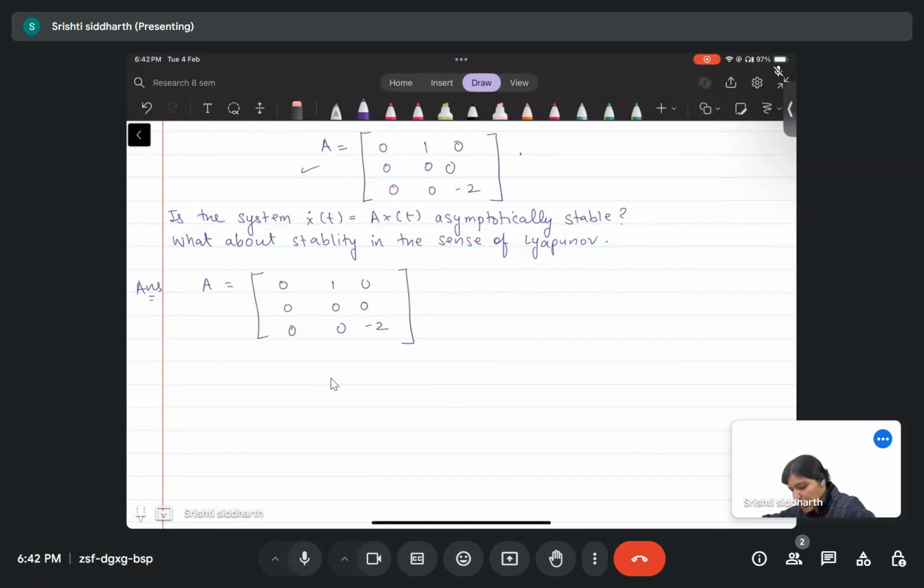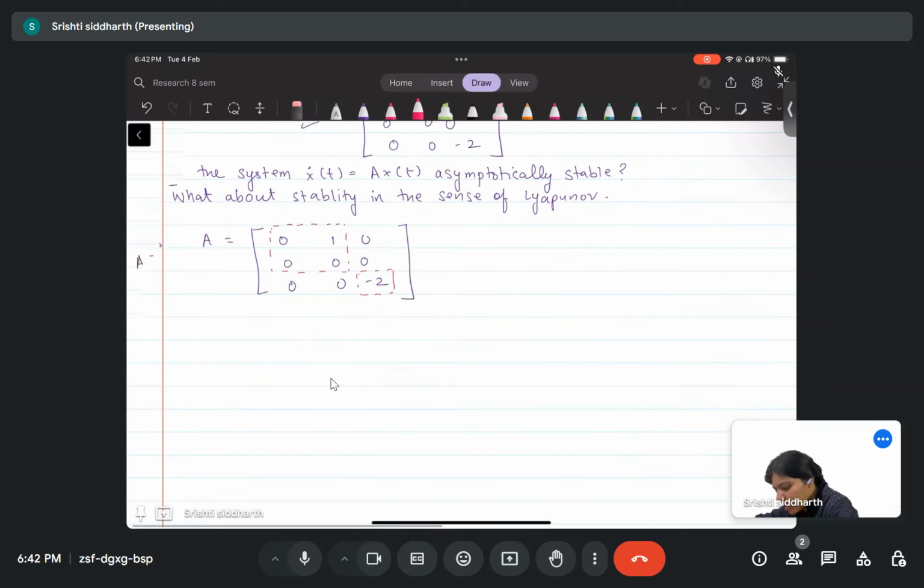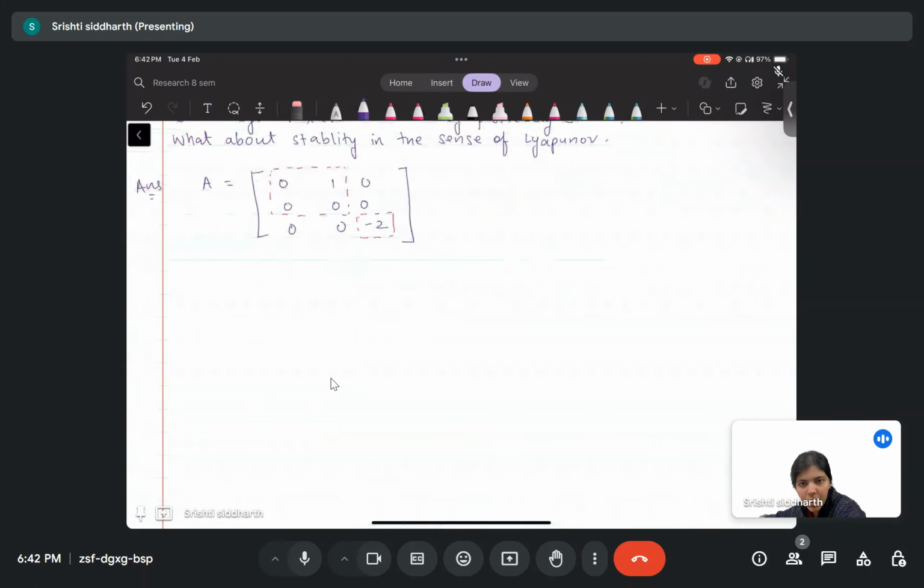Okay. So you can observe that we have minus 2 here and a Jordan block for 0 here. Right? So let's just check first if the eigenvalues are 0 with algebraic multiplicity 2 and the other eigenvalue is minus 2. So that's easy. We just have determinant of A minus lambda I equals 0.